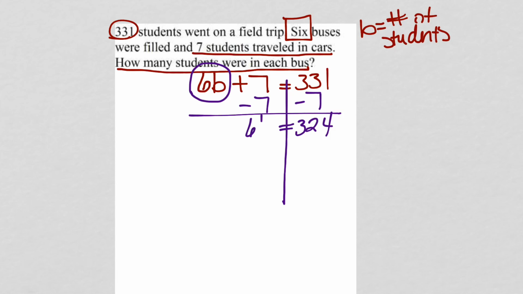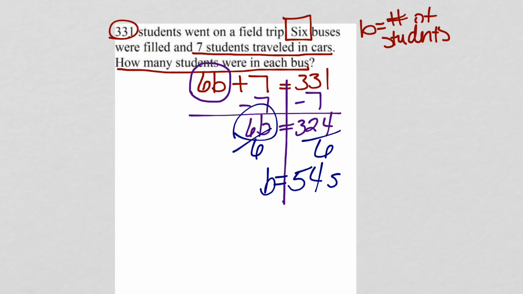And bring down your 6b. Once again, circling what you're solving for. How do you get rid of the 6? Divide by 6, and b equals 54. So that 54 represents the number of students. So you should say number of students, 54 students in each bus.